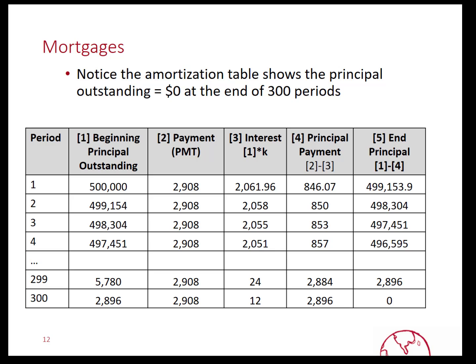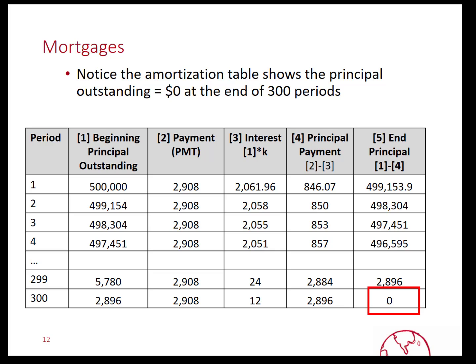So let's take a look. Here's an example where we're showing the first 4 periods and the last 2 periods out of a 300 period mortgage. Notice your $500,000 in the top left. Notice that at the very bottom you have $0 remaining, meaning that at the end of the 300th period you've repaid your mortgage completely. Notice that your interest payments are going to be declining. They start out to be $2,061, they go down to $2,058 in the second period, and so on. The reason is that the principal amount is dropping.